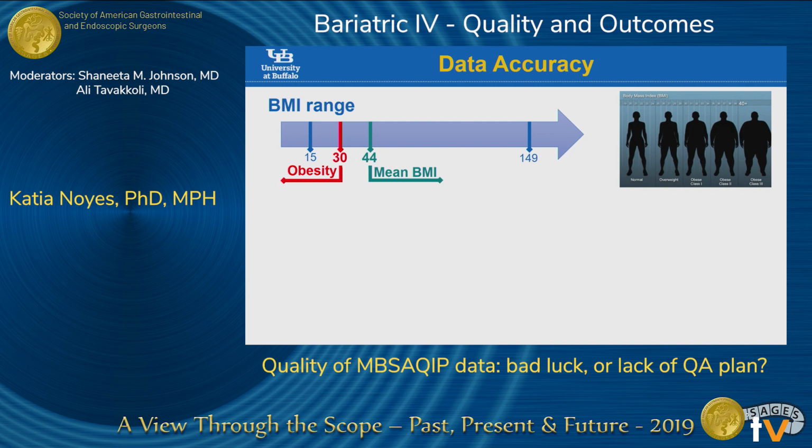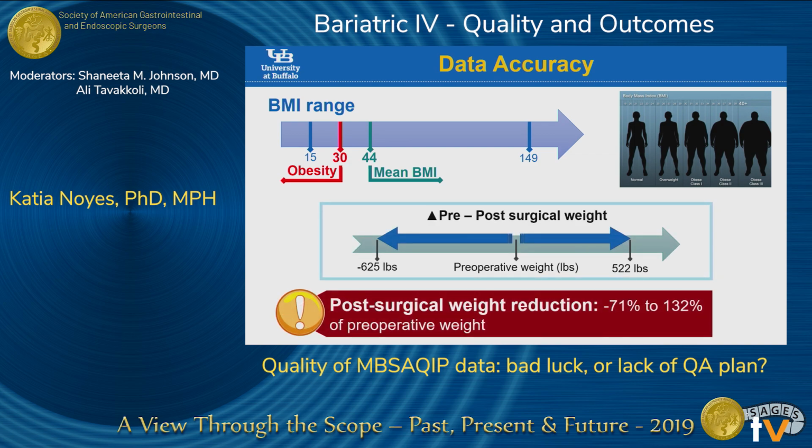The patients in the data set had BMI from 15 to 149 with a mean BMI of 44, and a fair number of patients had BMI of 30, which is not reimbursed but potentially possible if patients pay out of pocket. In terms of weight loss, the amount of weight loss in the data set ranged from gaining 625 pounds to losing 522 pounds, which accounts for between 70 and 130% of pre-operative weight.